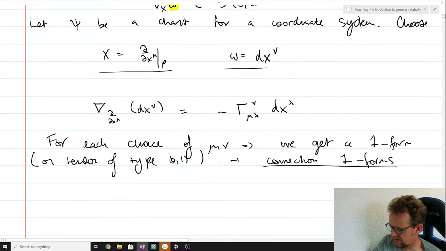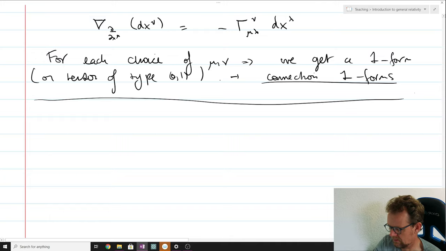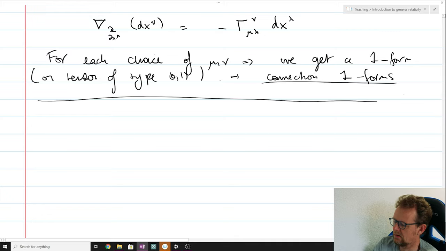Another way of thinking of this is a bunch of tensors of type 1, 1 indexed by a vector. We won't go into that. I'll link a discussion in Stack Overflow if you're interested in that perspective.